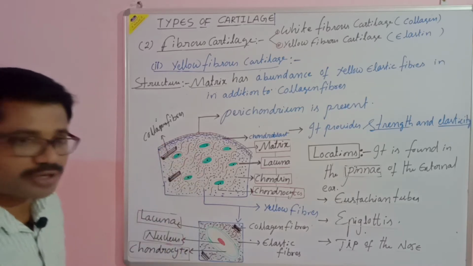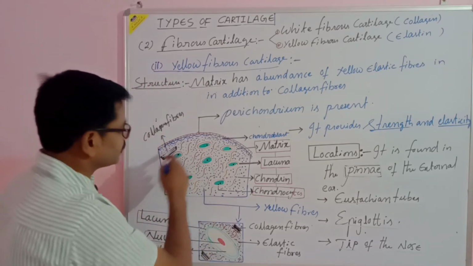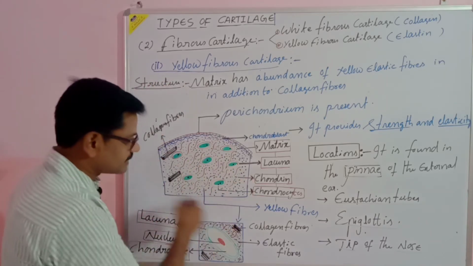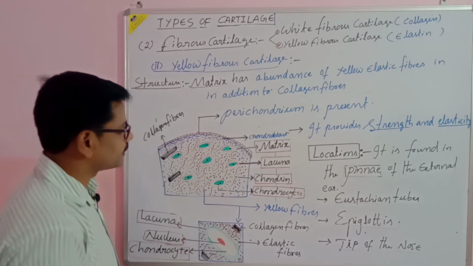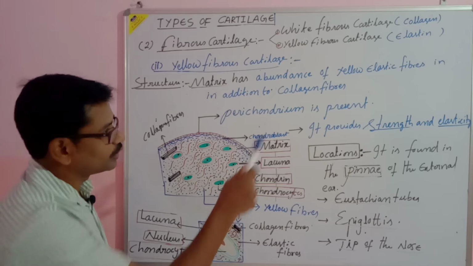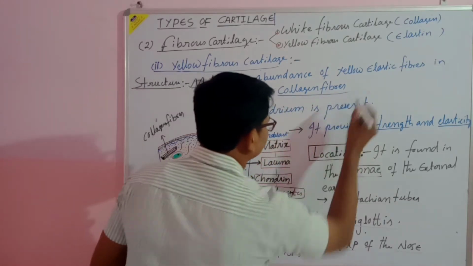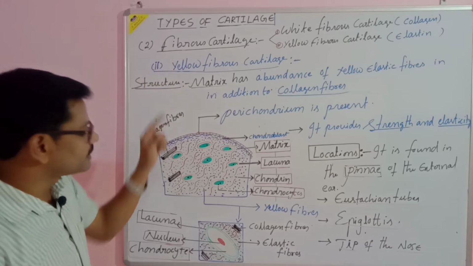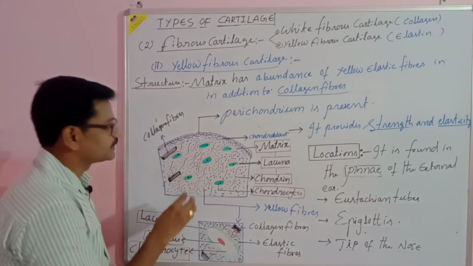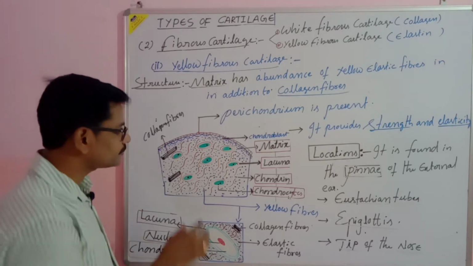Let us see the structure of the yellow fibrous cartilage. Here the structure is the same as hyaline cartilage and white fibrous cartilage, right? So the matrix has an abundance of yellow elastic fibers in addition to the collagen fibers. That means in the yellow fibrous cartilage, not only yellow fibers, along with that some collagen fibers are also present. That is the important thing.